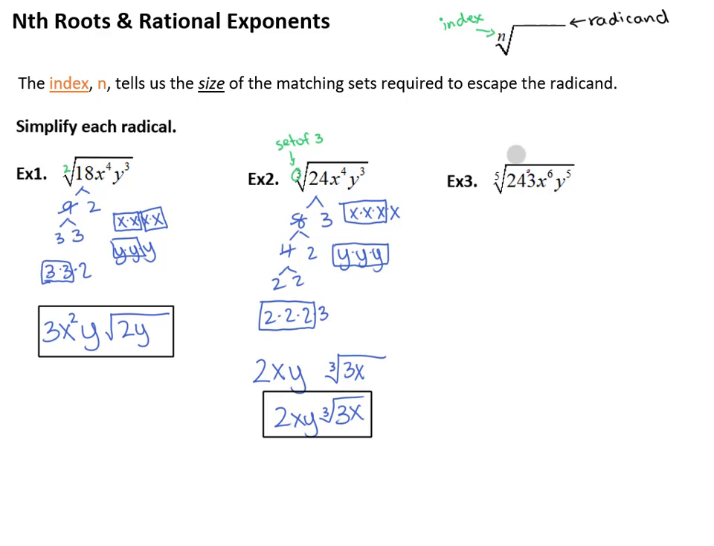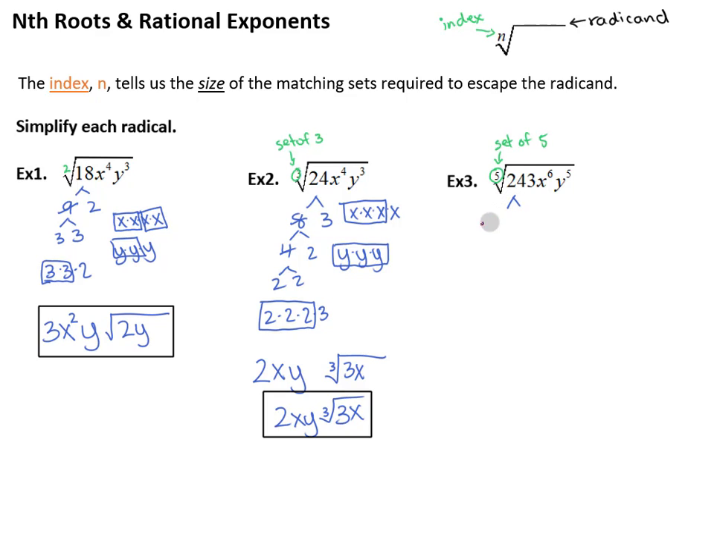Okay, let's try one more. Again, here we have an index of 5. We are taking the fifth root. So I need matching sets of 5 in order to take anything out. If I don't have a set of 5, it stays underneath our radical.